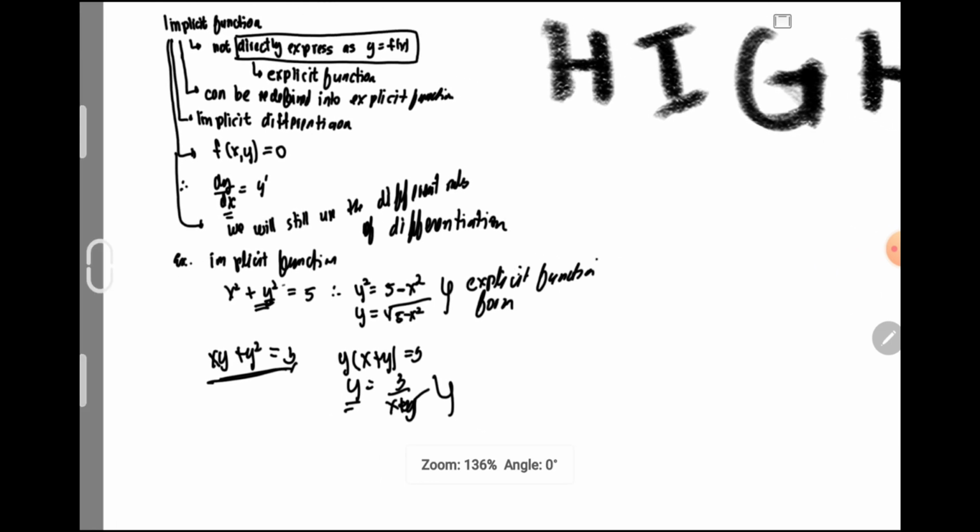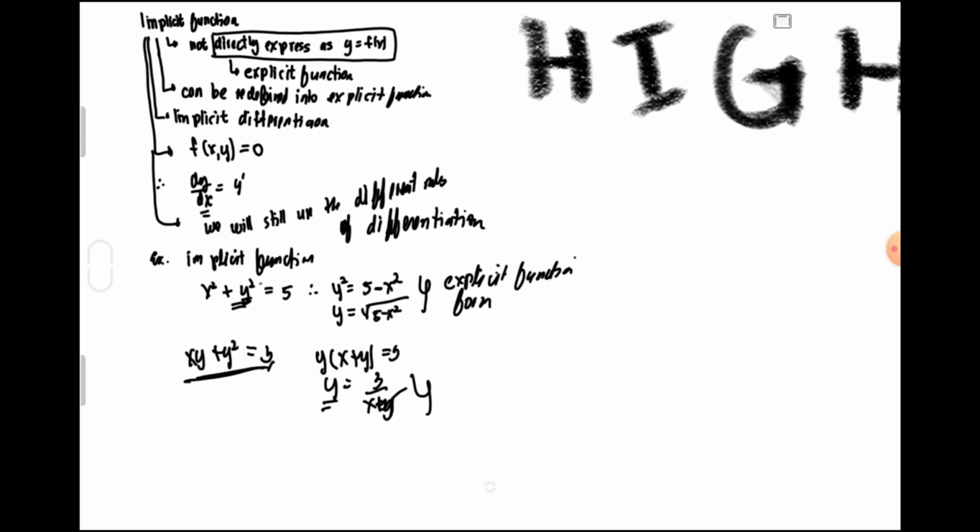Take note that an explicit function is directly in the form y equals f of x. But if you cannot simplify it into y equals f of x, like what we did here, then still perform implicit differentiation.